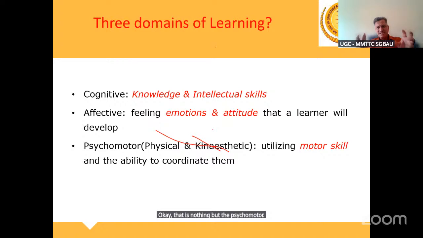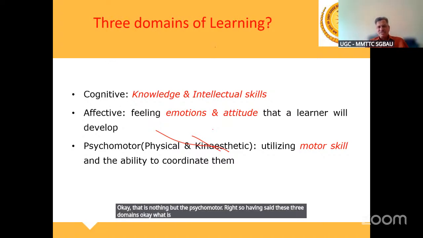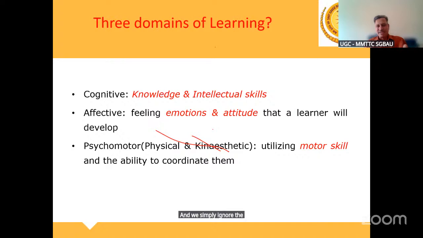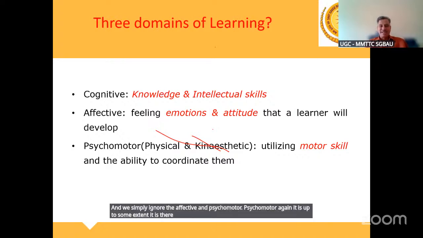Having said these three domains, if you look at our education system, particularly technical education, you will find that we give undue importance to the cognitive aspects and we simply ignore the affective and psychomotor. Psychomotor is there to some extent, but when it comes to implementation, we have a lot of problems. I will touch upon all those aspects in the slides to come.